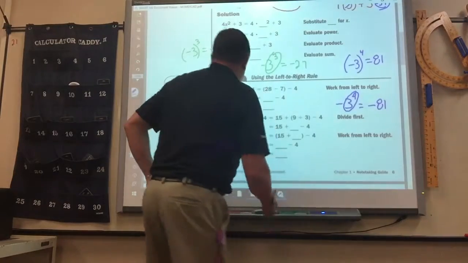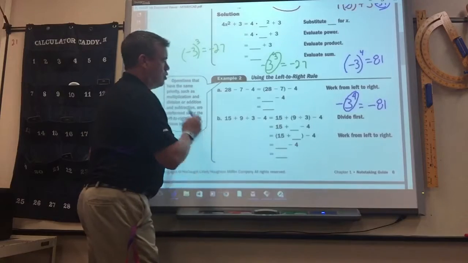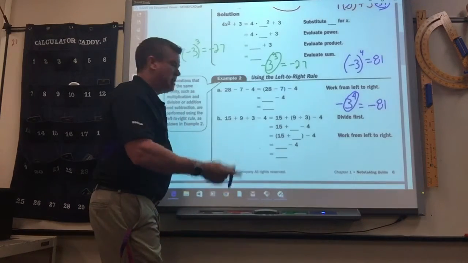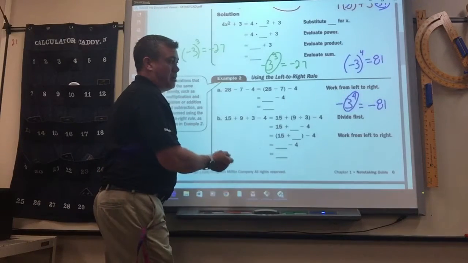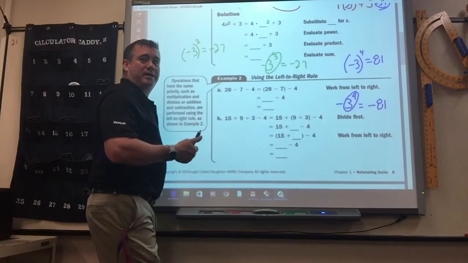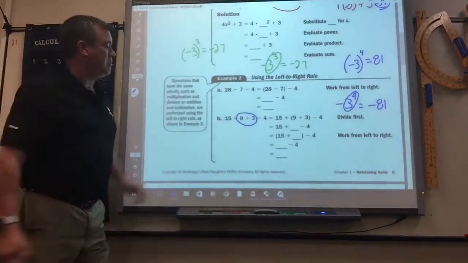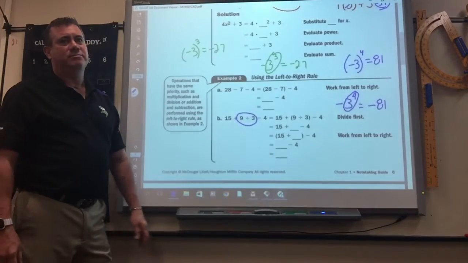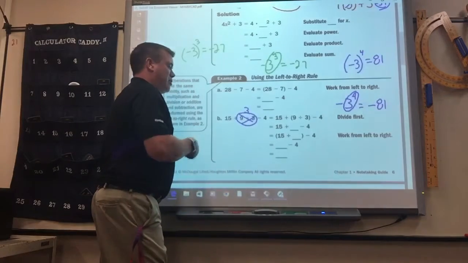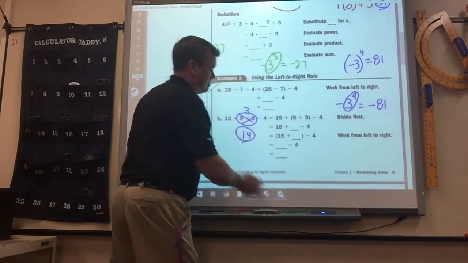So, here's one where it's very easy because we're used to reading just left to right. 15 plus 9 is 24, divided by 3 is 8, minus 4 is 4. But what do you got to do first on this one? The parentheses. You got to do the dividing before I do any adding or subtracting. So this turns into a 3. Now you can just go left to right. 15 plus 3 is 18, minus 4 is 14.